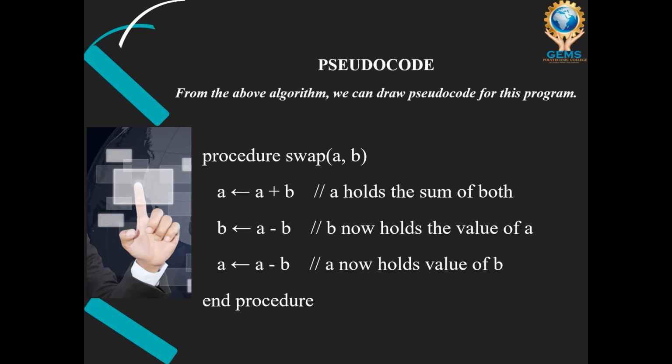Now this is the pseudocode based on the algorithm. It's written here. So see here, swap a and b. So a holds the sum of both. That means a holds the value of a and the value of b. That is, the value of a is 1 and the value of b is 2. So here 1 and 2. Now a is 3 here, right?